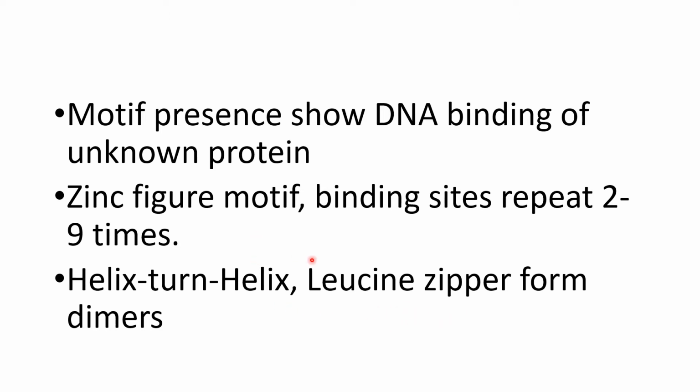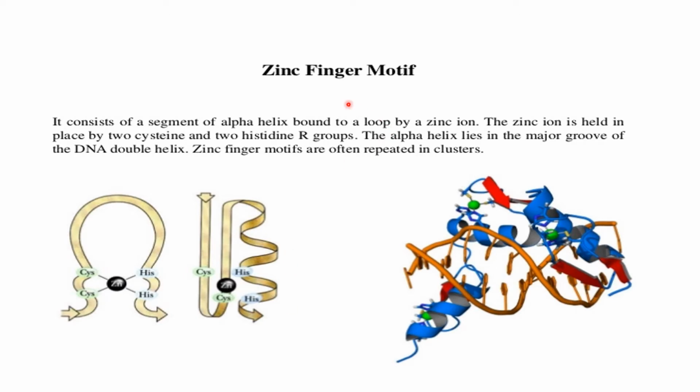By means of these motifs, the protein can bind with the DNA. This is the zinc finger motif. A zinc finger motif contains an alpha helical structure as well as a loop structure. Zinc is present here. The zinc molecule is stabilized by two cysteine residues and two histidine residues. This is the alpha helical structure of the zinc finger and the loop structure. All of these combine, and by means of repetition it can bind on the DNA.